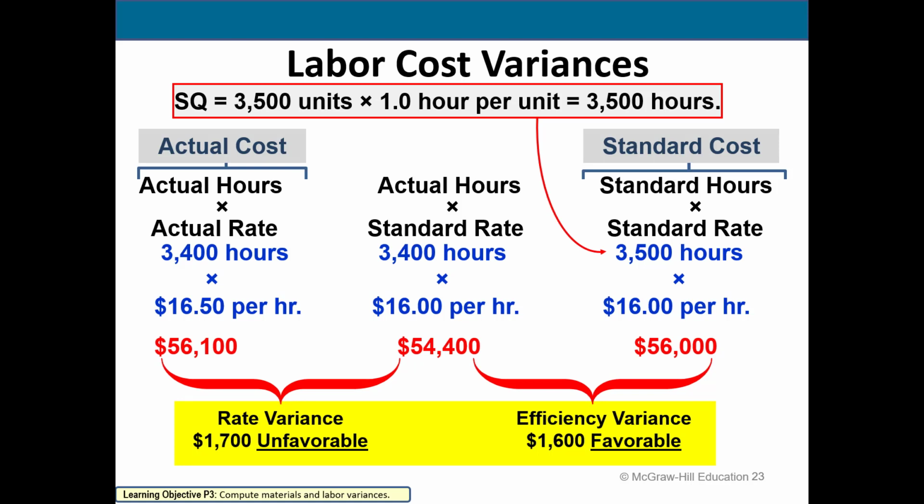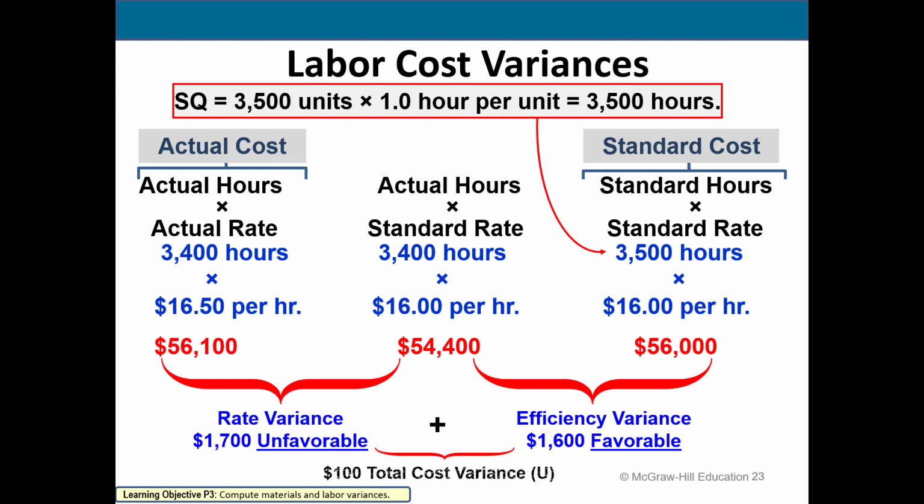Since the variances are different, meaning unfavorable and favorable, we have to subtract, and the one that's the highest is what the end result will be. So the $1,700 unfavorable rate variance is greater than the $1,600 favorable efficiency variance. So the total cost variance is also unfavorable for the difference.